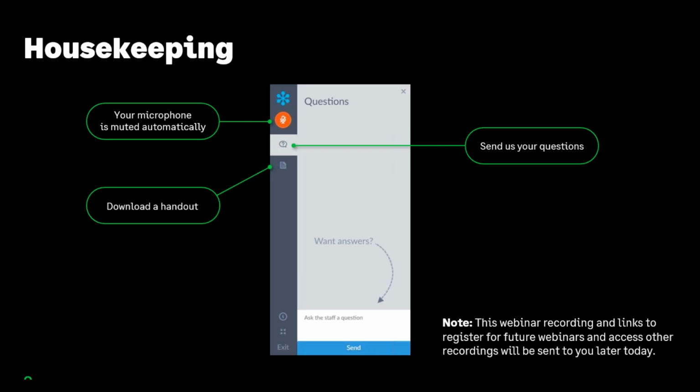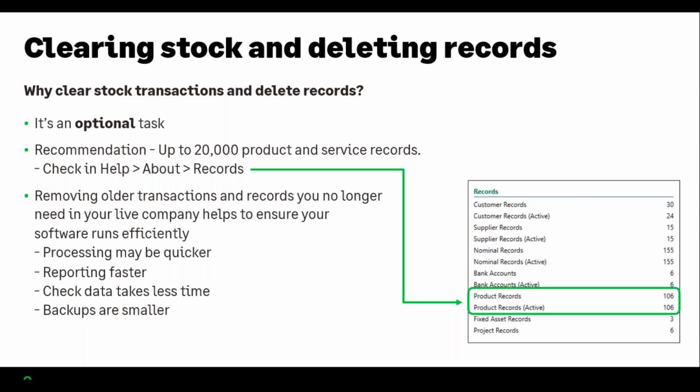So first off, why clear stock transactions and delete records? First and foremost, it's optional. As is everything to do with data management, it is optional. We recommend it because you get up to 20,000 product and service records. That's a recommended limit, not hard and fast, by the way.